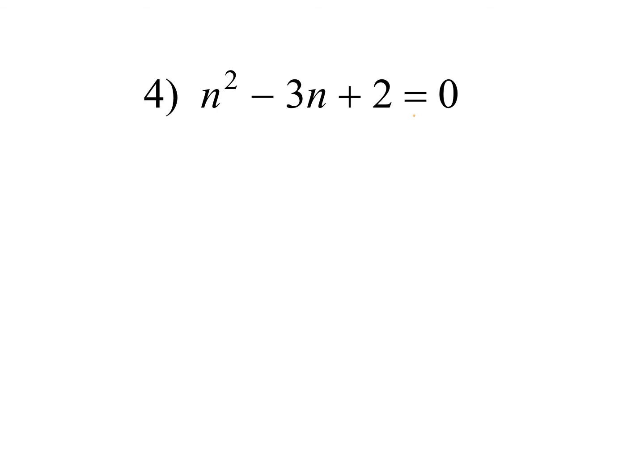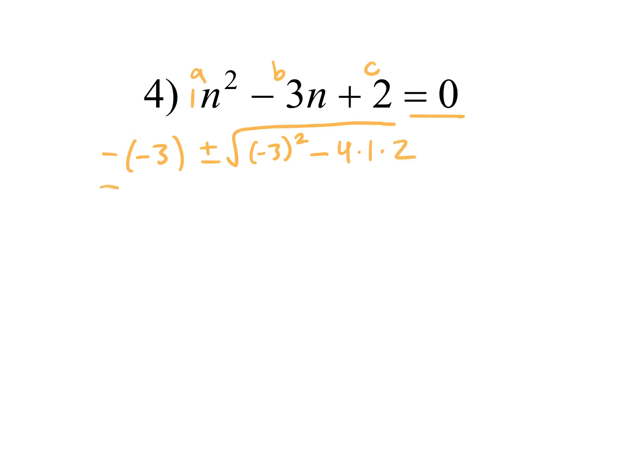So it's equal to 0, so I can just list my a, b, and c. What's a? 1. A is 1. What's b? -3. And what's c? 2. Perfect. So now I plug it in. So I have -b, so -3, plus or minus the square root of b squared, so -3 squared, minus 4 times a times c, over 2a.